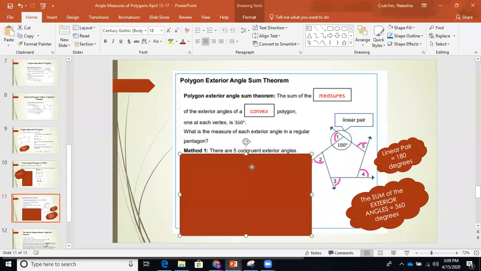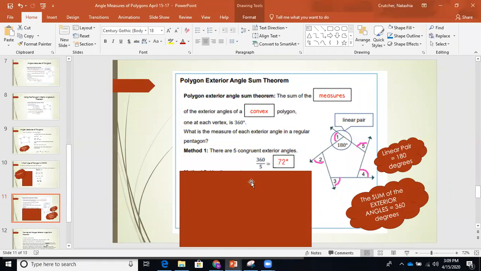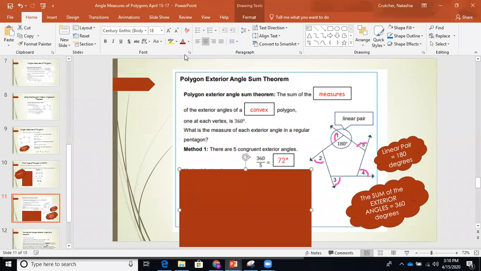Since we have those 5 exterior angles, and we know that they add to 360 because it told us here in the theorem that the exterior angles sum to 360 degrees, we can take that 360 and divide by 5 because that's how many sides we have. And that tells us that each exterior angle must be 72 degrees. So all of those are 72, 72, 72, all the way around. That's the first way of doing it.